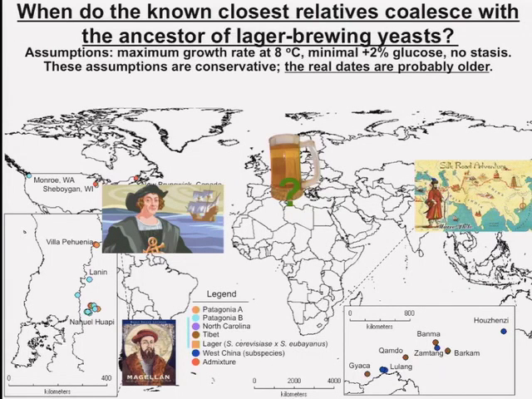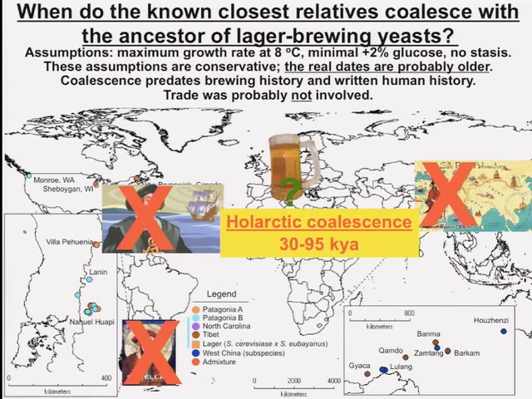Actually, we're taking the maximum growth rate in 2% glucose, so we're giving them unlimited glucose, and we're growing them at 8 degrees Celsius, which is the average temperature in Patagonia, Tibet, Washington, Wisconsin. It's a bit warmer in North Carolina, but I still think it's pretty conservative. I would argue the real dates are probably older, because cells are not encountering 2% glucose all the time, growing nonstop at their maximum rate. If you do that, what you get is a coalescence that, for this northern hemisphere population, pretty decidedly predates any kind of trade. So that's the downer.